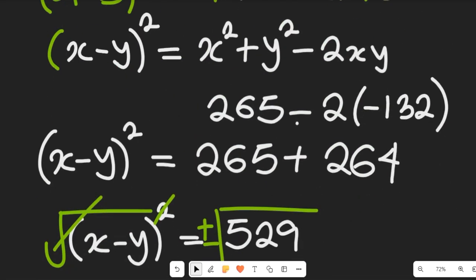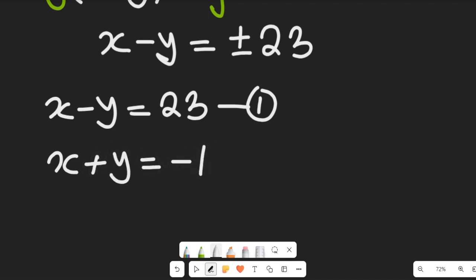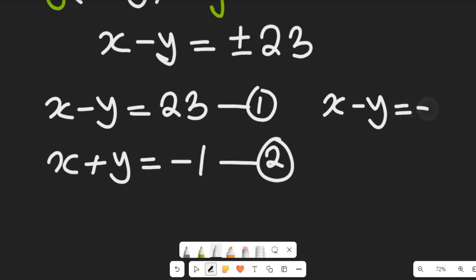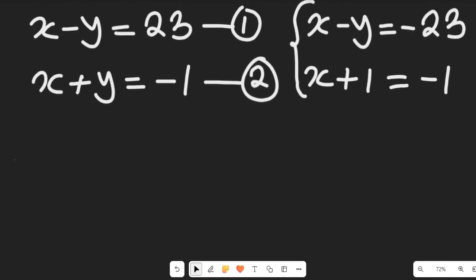So if x minus y is equal to 23 and x plus y is equal to negative 1, we take it as equation 2. If we solve these two equations, we should be able to find the value of x and y. On the other hand, if x minus y is equal to negative 23, and we are given the other equation, x plus y equal to negative 1, we're going to solve this and also compare the two solutions. Now let's solve this.